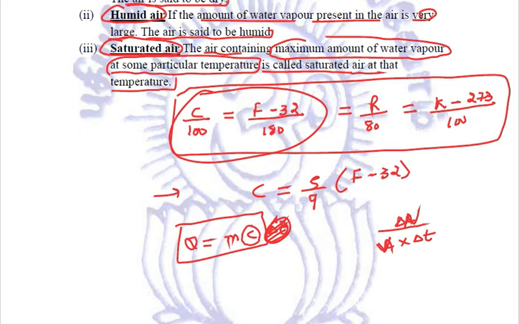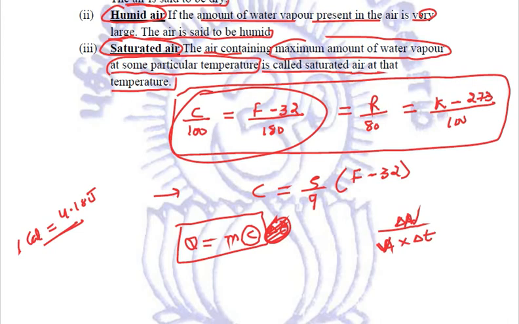Then we talked about the calorie, another unit, which is the heat required to raise the temperature of 1 gram of water by 1 degree Celsius. And we need to remember that 1 calorie is equal to how many joules? 4.18 joules. This relation we need to remember. Quite importantly, we talked about the principle of calorimetry, which stated that heat gained is always equal to heat lost.